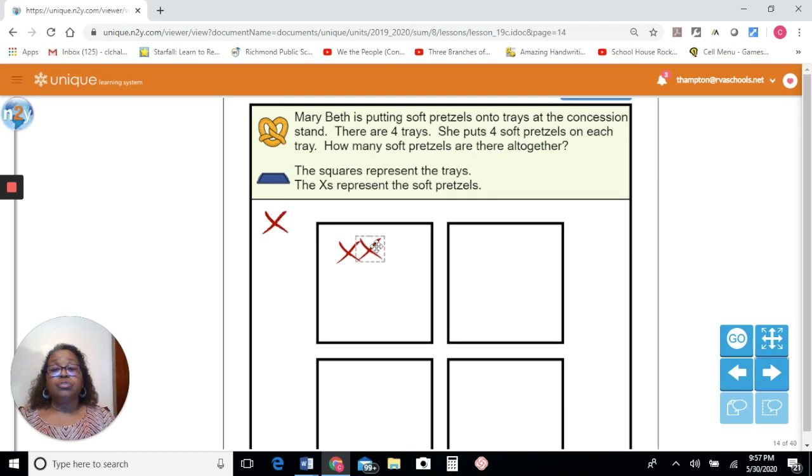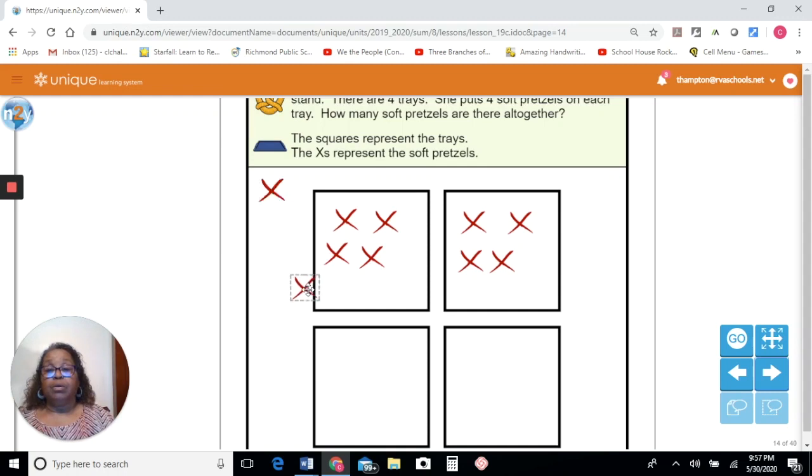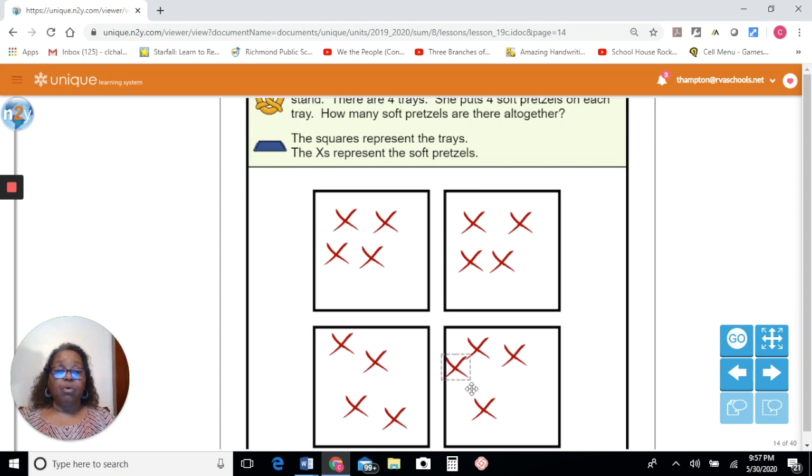1, 2, 3, 4. Next one. 1, 2, 3, 4. That's 2 trays. 1, 2, 3, 4. 3 trays. Last tray. 1, 2, 3, 4. All right.